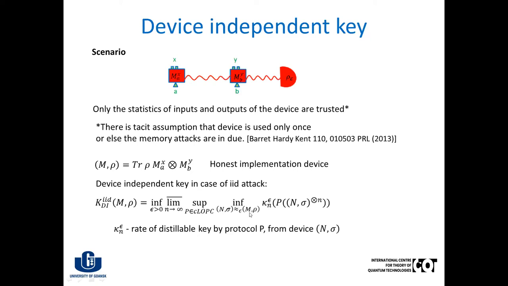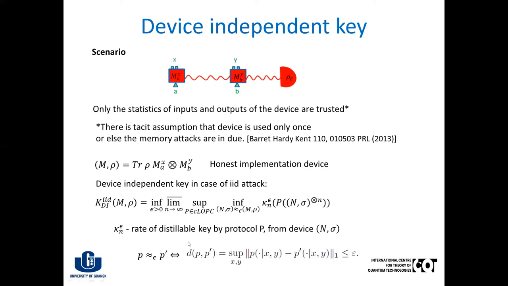that mimic the honest implementation device. So if the provider is honest, it is (M, rho), but someone on the way from the provider to you can switch the device to state sigma and measurements N. So the protocol does not act on (M, rho), but it acts on n copies of the (N, sigma) device. And it gives some key rate. So K(P, N sigma, epsilon) is the rate of distillable key distilled by the protocol P from device (N, sigma).